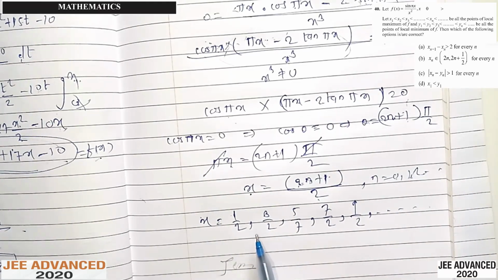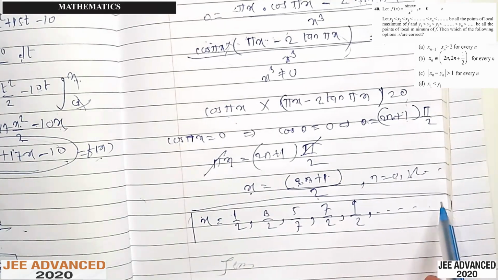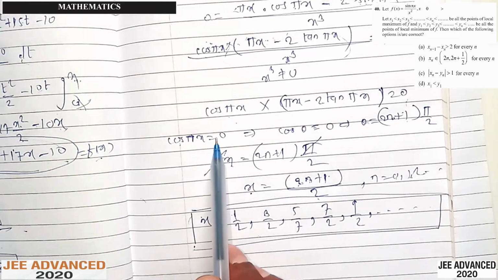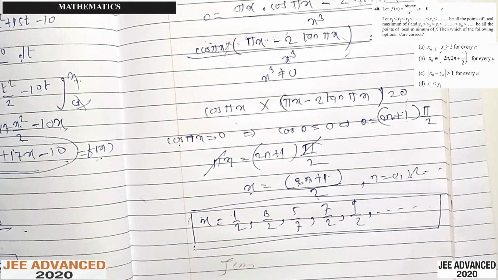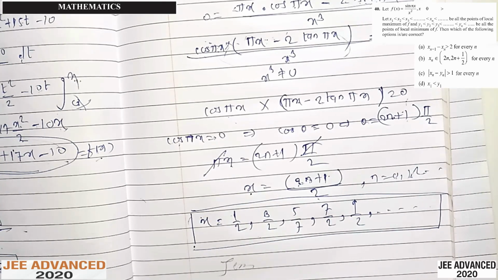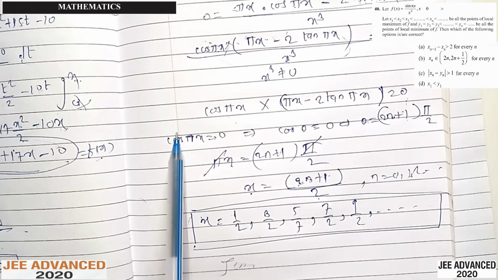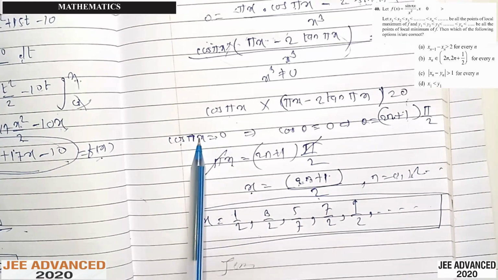Okay, we just need to understand which type of values are coming for x. So these all are the values for x where cos pi x is 0. So our first half of the solution is solved over here. So I got the points where cos pi x is 0.